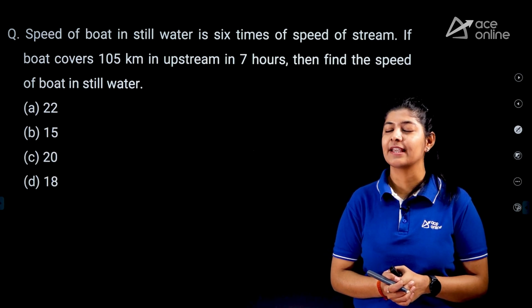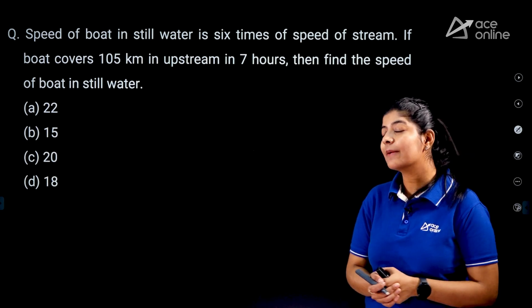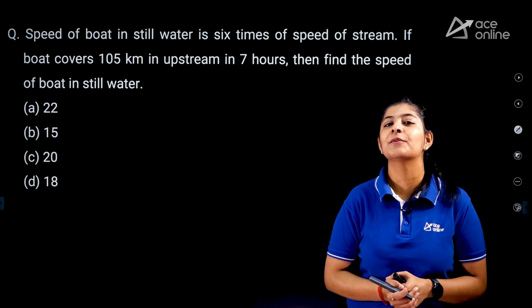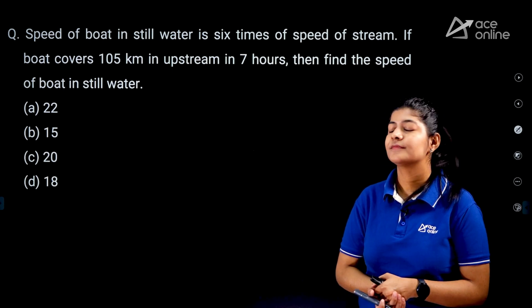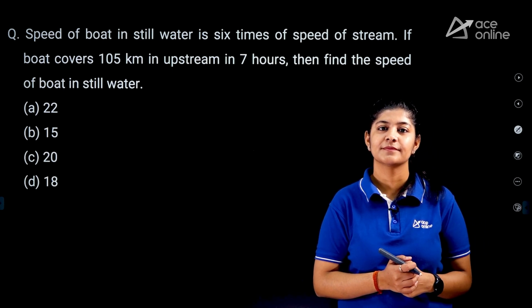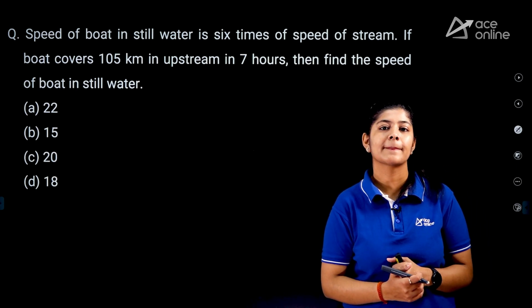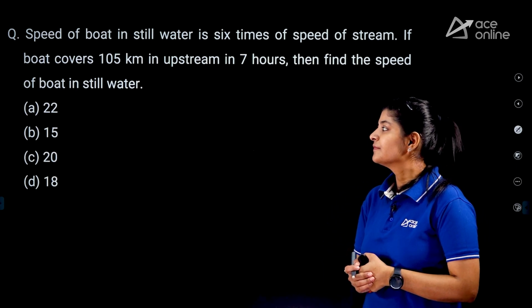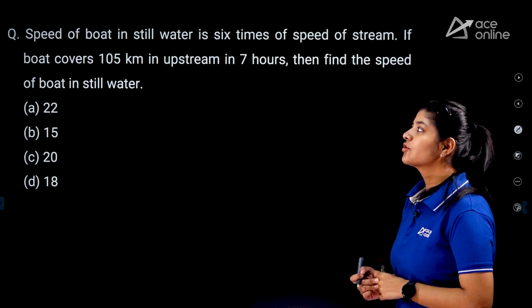Here the distance is given, the ratio in between the speed is given. Here the time is also given. All you need to find out the value with the help of the ratio. I'm waiting for your answers. Okay, let's start solving it.